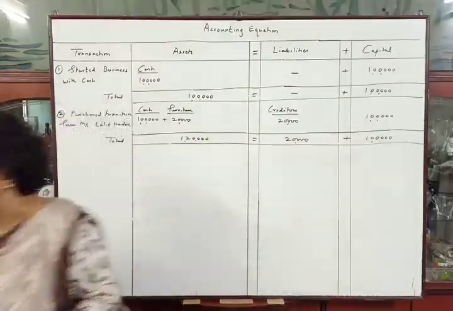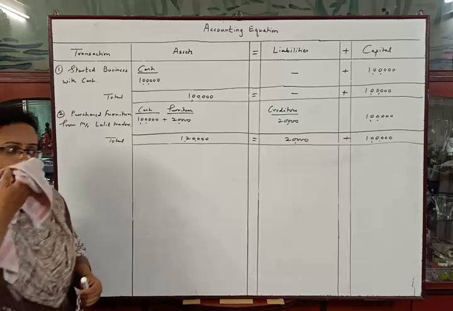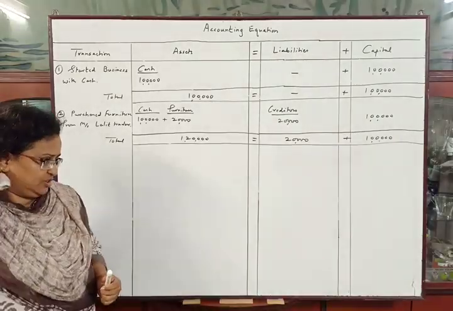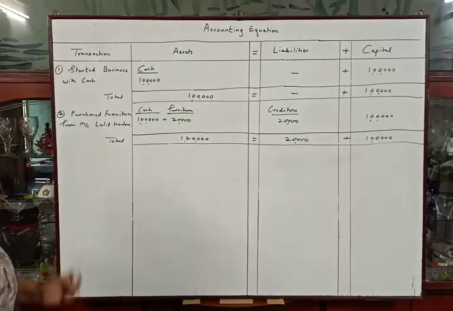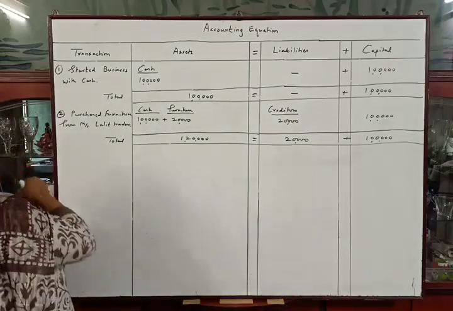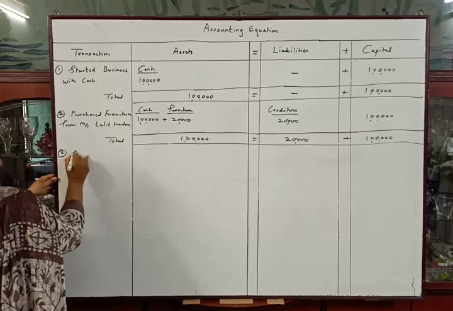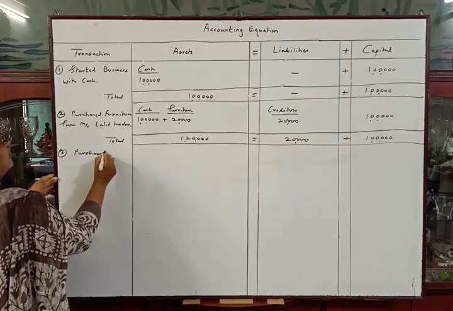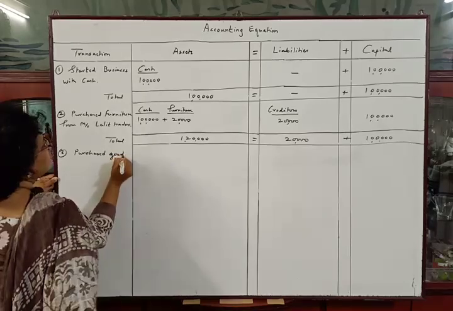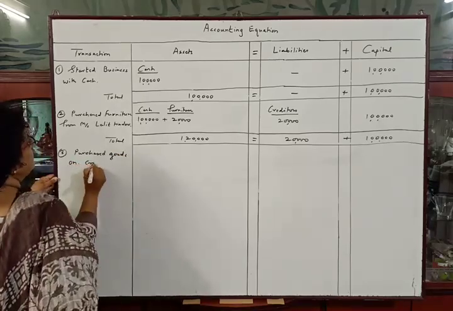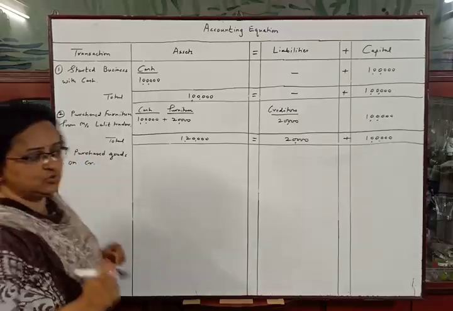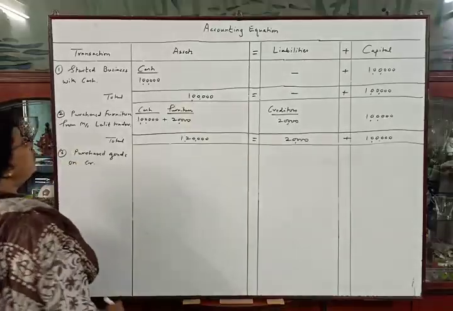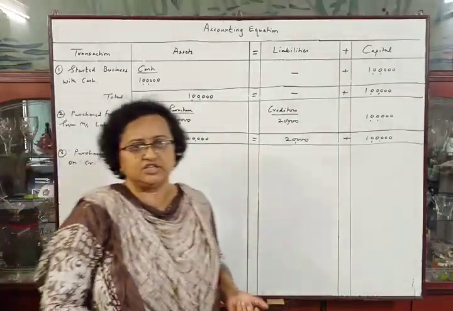Okay. Now the next transaction. Next transaction is purchase goods on credit from Amit rupees 10,000. Third, purchased goods on credit. Okay, purchase goods on credit from Amit rupees 10,000. Now again this is a credit transaction.